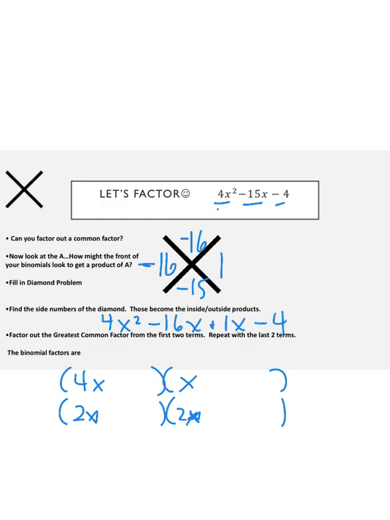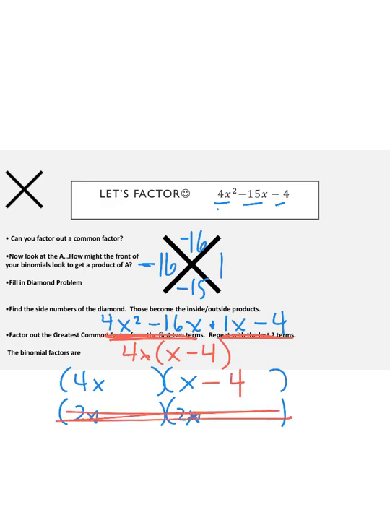And then we pay attention to our first terms and our last terms. When we look at the first two terms, they both have a 4x they can divide out, and then you'd have an x minus 4. Oh, there's one of our factors. It can't be 2 and 2. And then the other one is 1, and there's an x minus 4. So x minus 4 is one of the factors, and then 4x plus 1 is the other one. There you go.